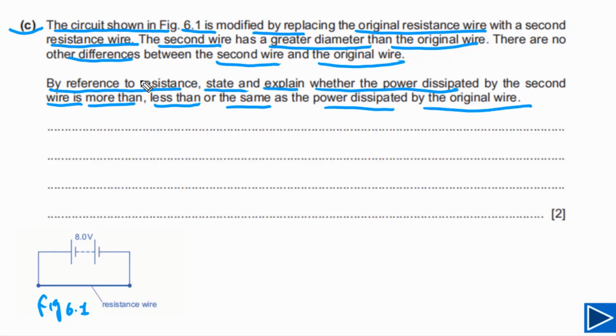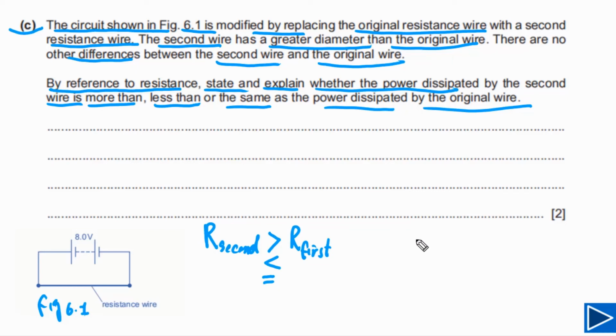As in the question, it is mentioned by reference to resistance. So first of all, we need to consider, is the resistance of the second wire greater than the resistance of the first wire, or is this resistance less than the resistance of the first wire. So this is the point we need to understand. Is it greater, or is it less, or is it equal? So these things we have to consider.